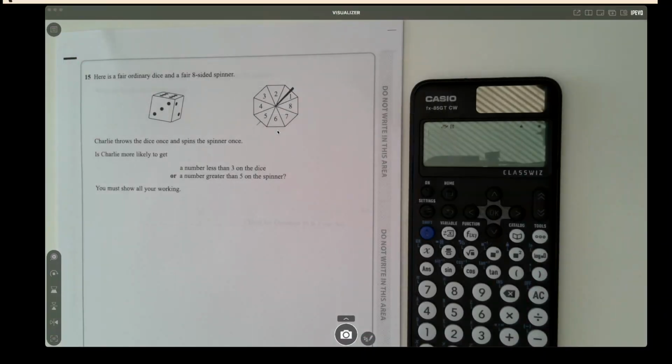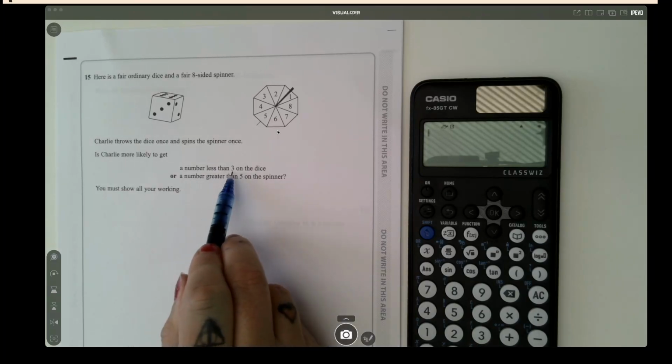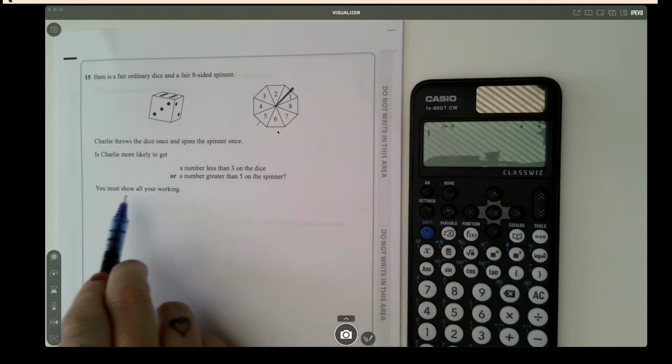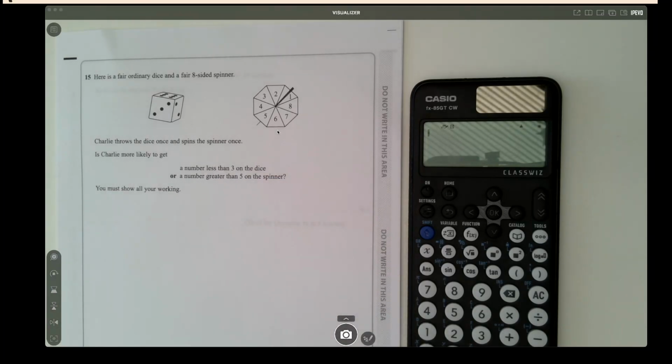Question 15. Here is a fair ordinary dice and a fair 8-sided spinner. Charlie throws the dice once and spins the spinner once. Is Charlie more likely to get a number less than 3 on the dice or a number greater than 5 on the spinner? You must show all of your working out.